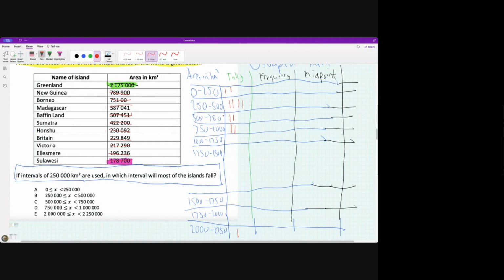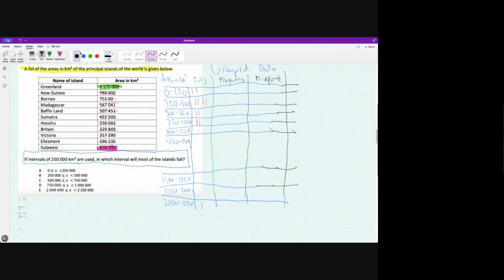Now by looking at the tally column, we can get our frequency column, which is 2, 4, 2, 2, and 1. All these categories in the middle don't really matter. The midpoint of my interval would be 125, and then it would be 375, then 625, then 875, and then 1125. I'll leave that one out.